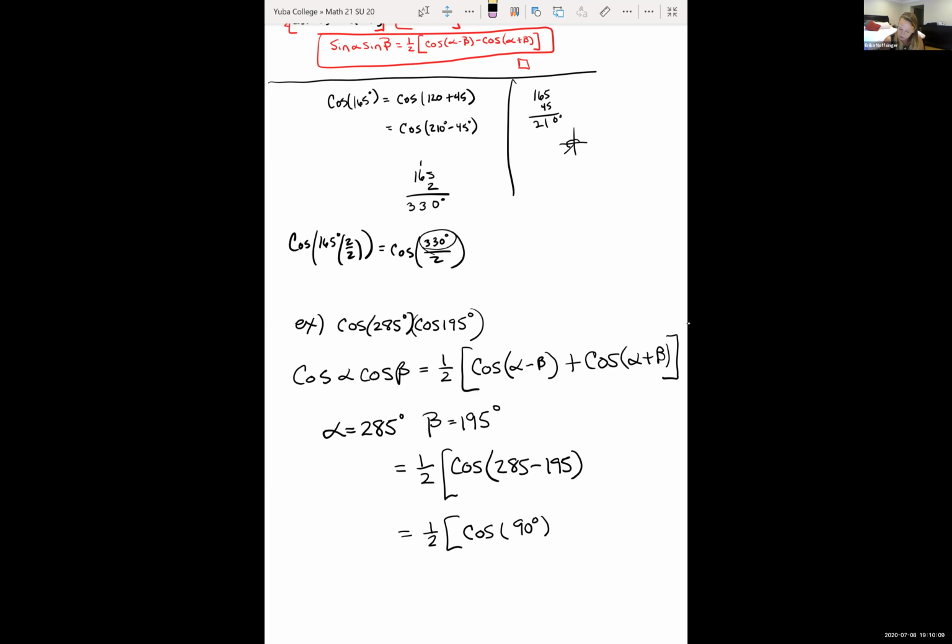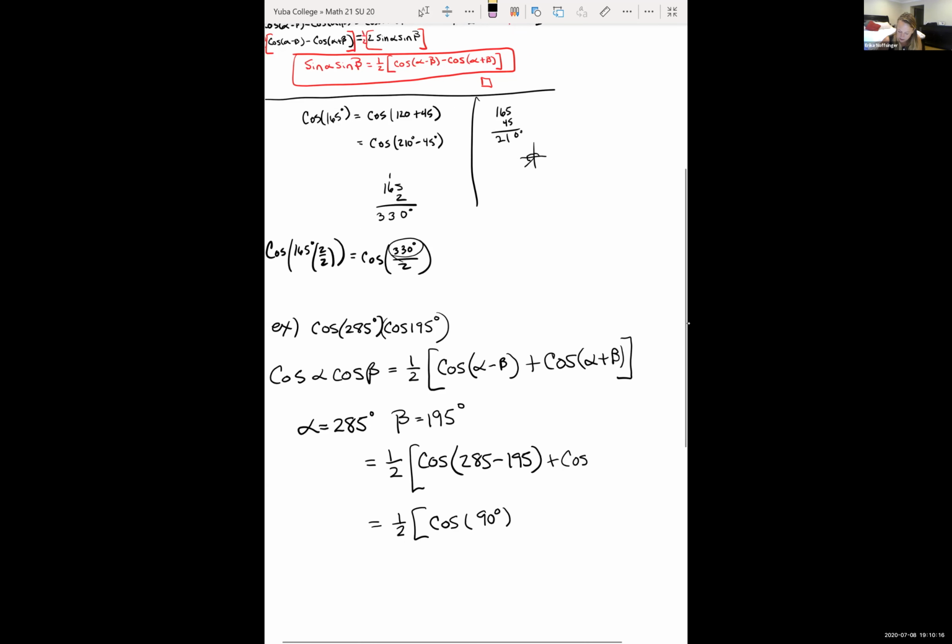And then the other piece was plus cosine of alpha plus beta. So that's 285 plus 195. Summing those, that's 10, carry a 1, that's 10, 18, carry a 1, that's 480 degrees, if I did that right. Okay, 480 degrees, I need to look at where that is.